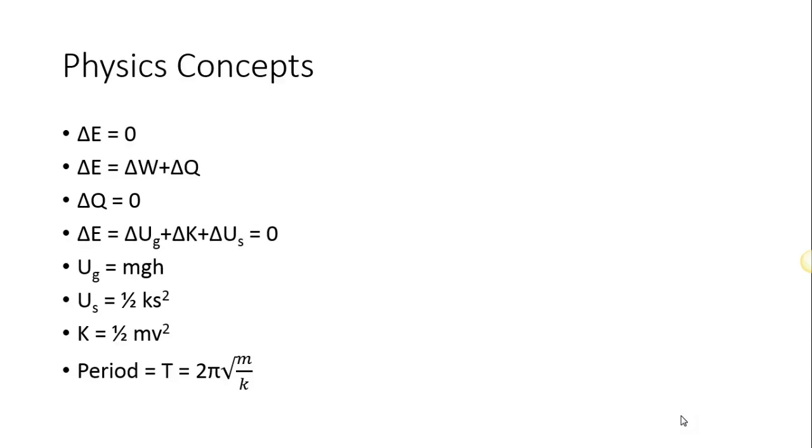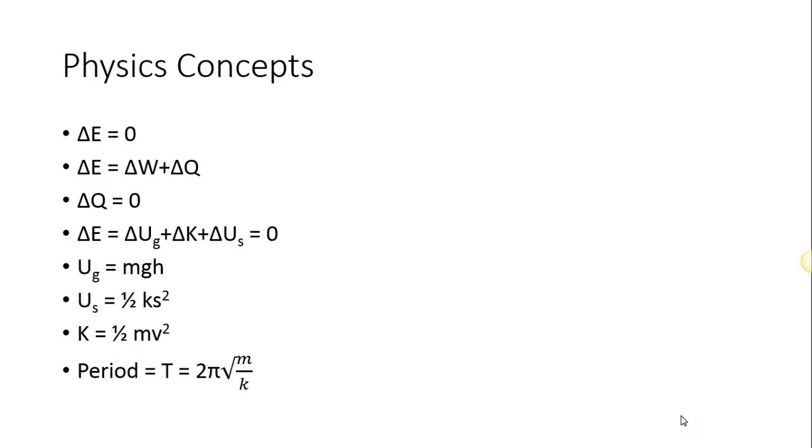So some physics concepts. We're going to say that delta E here is equal to 0, delta E being equal to the change in work plus the change in thermal energy. Since the change in thermal energy in this situation is pretty much 0, delta E is going to be equal to the change in work, which is the change in work due to gravity, change in kinetic energy, and change in spring energy.